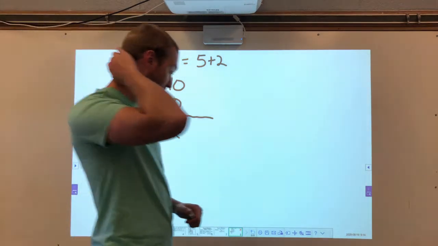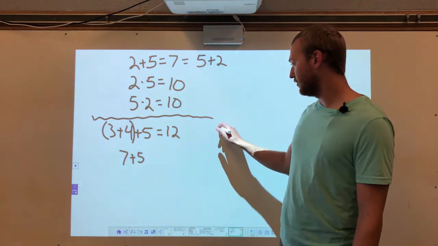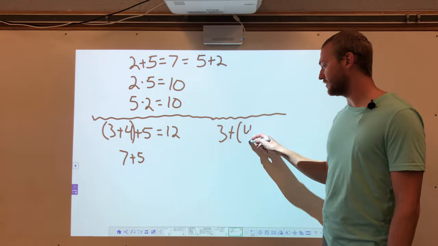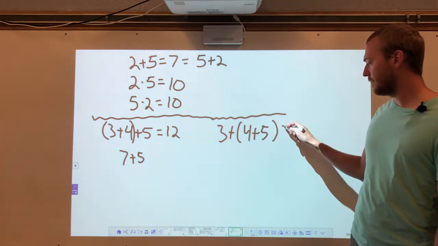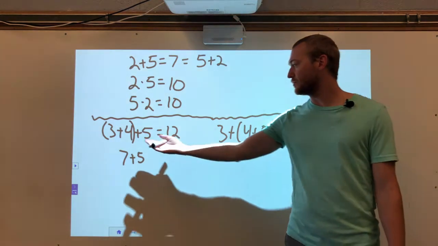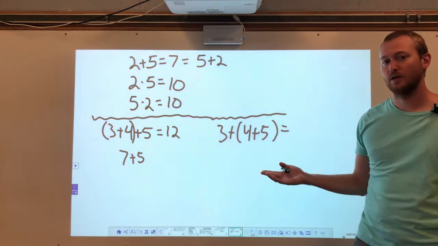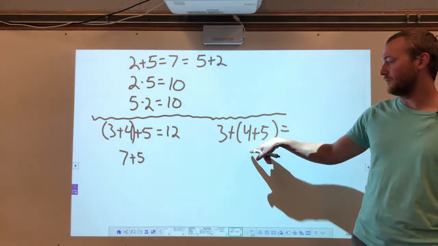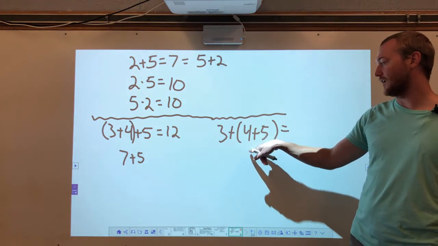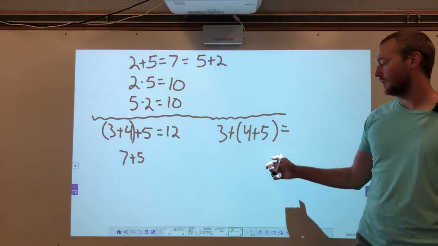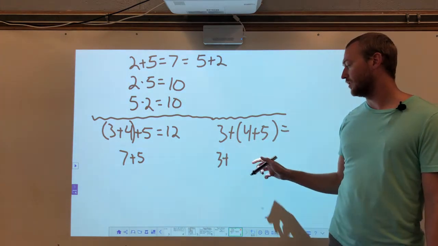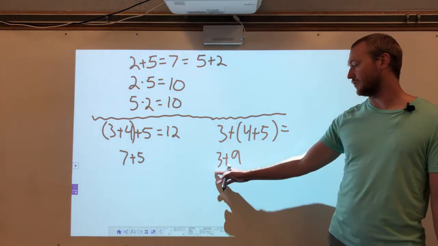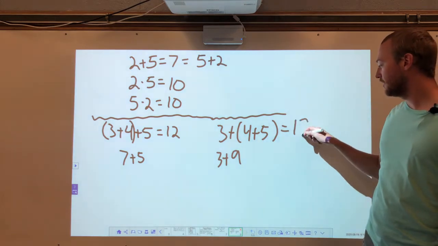Let's switch the order up here. Let's do 3 plus, in parentheses, 4 plus 5. Again, notice the values are the same and they're in the same order, but I put the parentheses in a different spot, which means I have to perform this addition operation before this one. So this will be 3 plus, what's 4 plus 5? 9. We should all know that 3 plus 9 gives us 12.